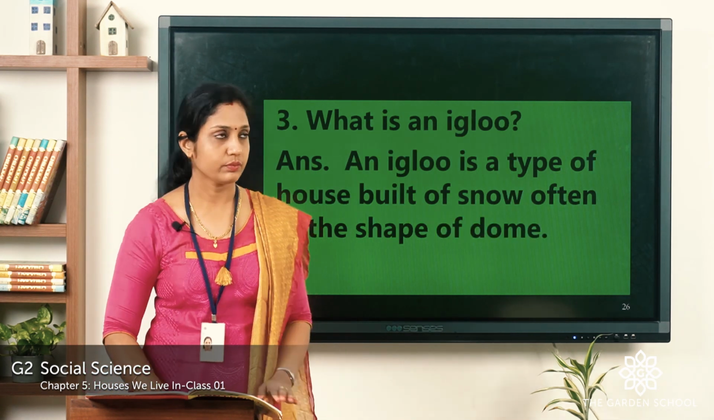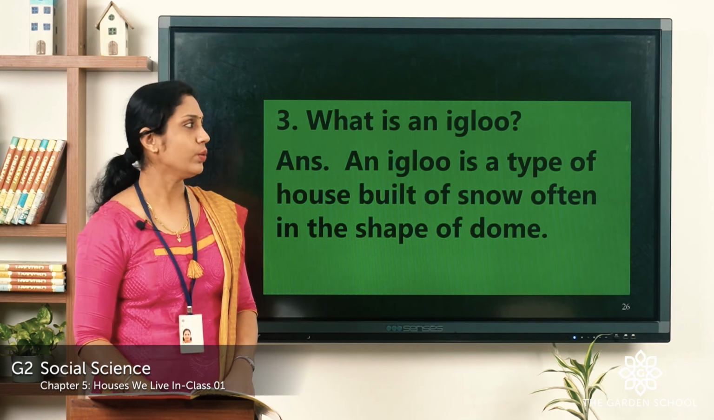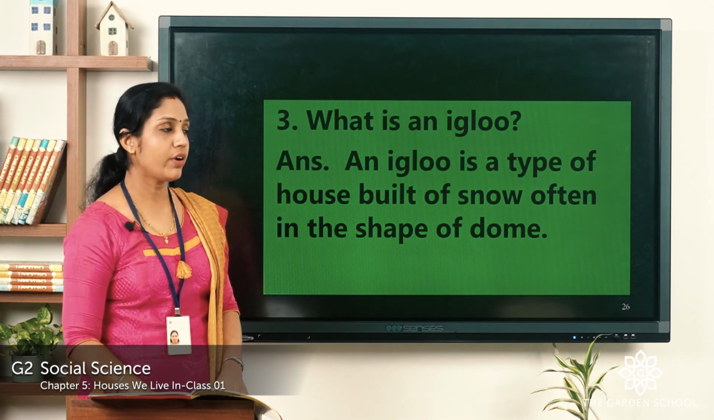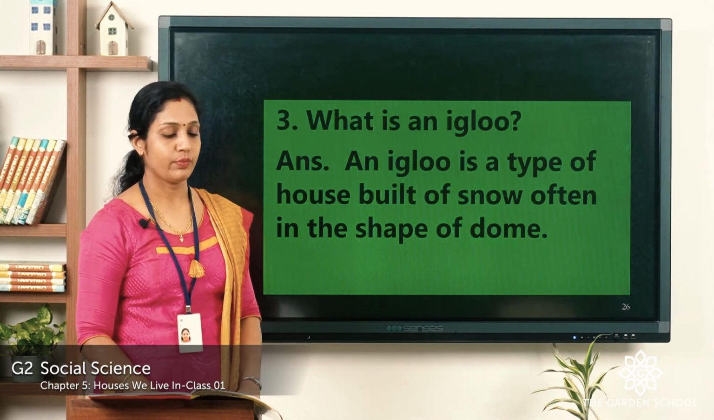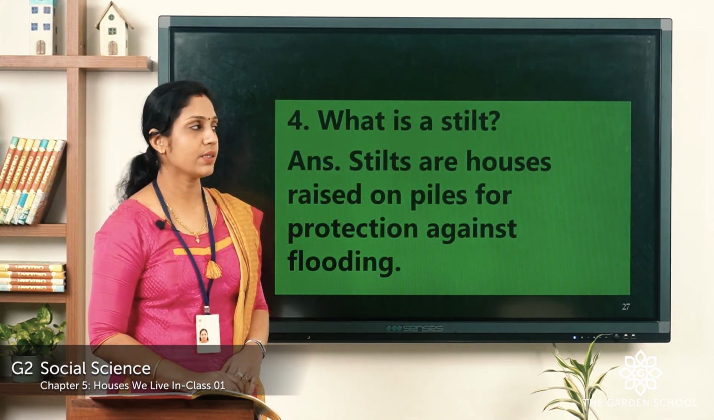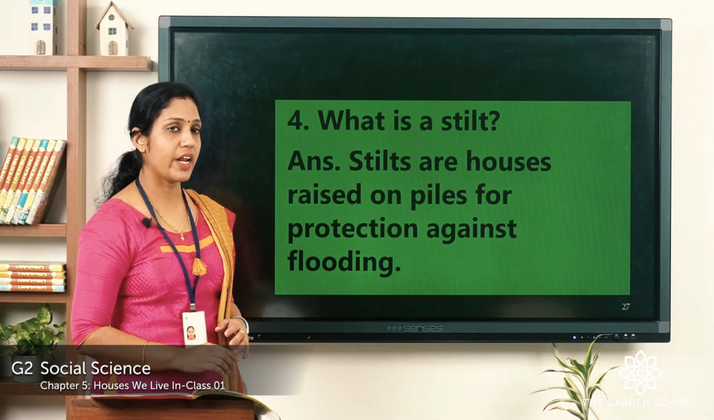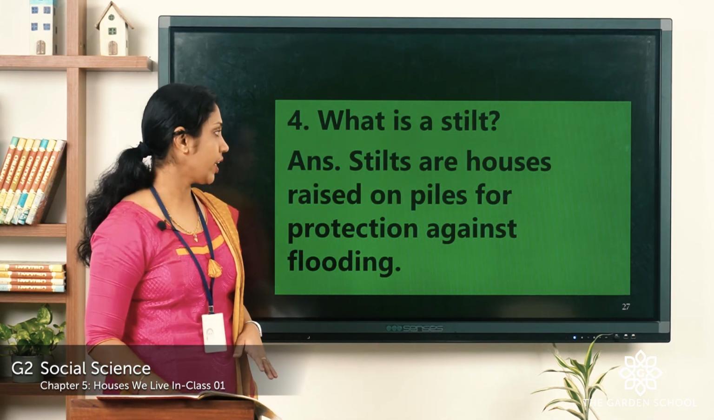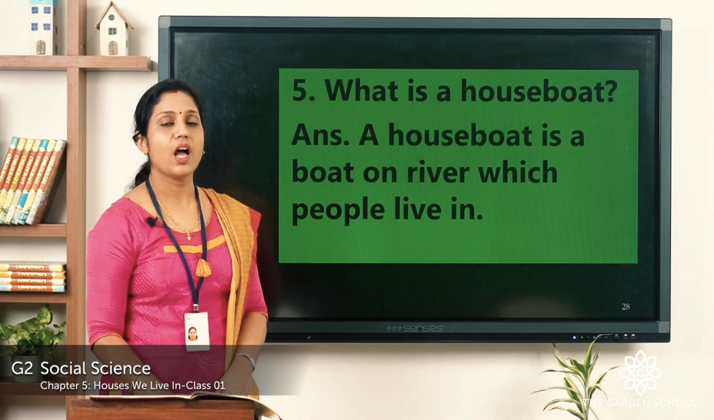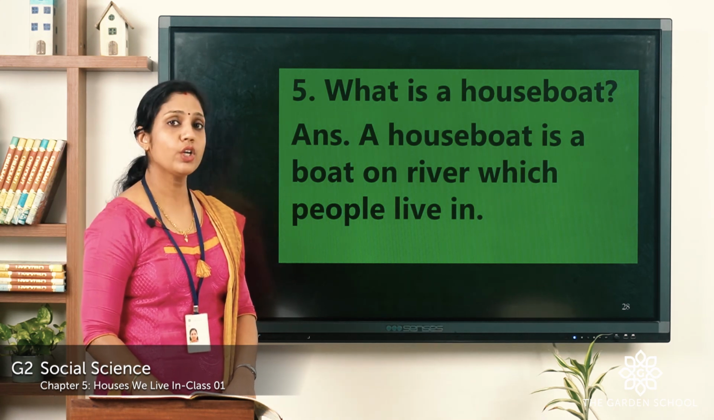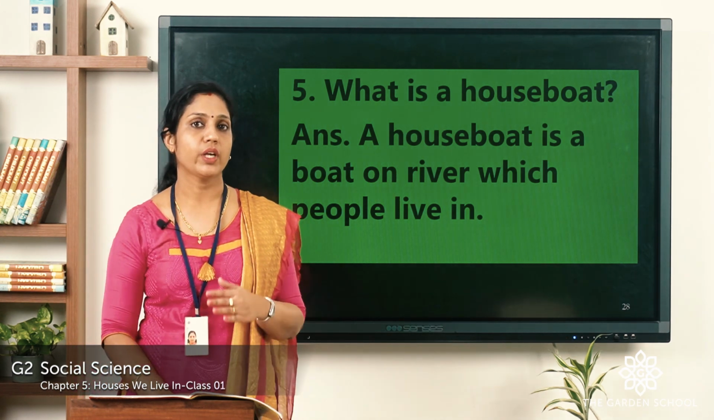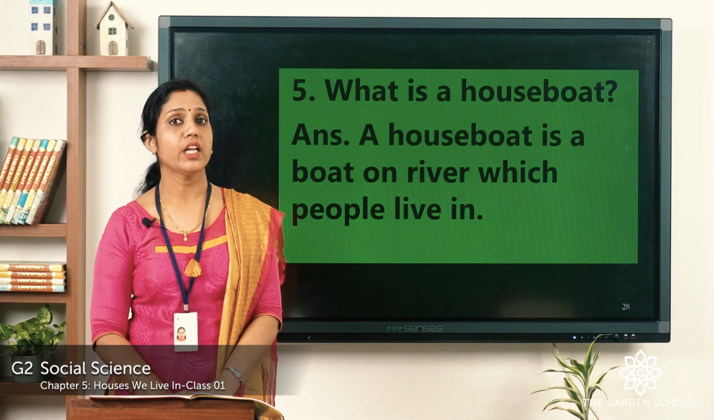Third question, what is an igloo? An igloo is a type of house built of snow, often in the shape of a dome. Fourth question, what are stilts? Stilts are houses raised on piles for protection against flooding. What is a houseboat? A houseboat is a boat on a river which people live in. So I hope you can write down the question answers in your notebook neatly.